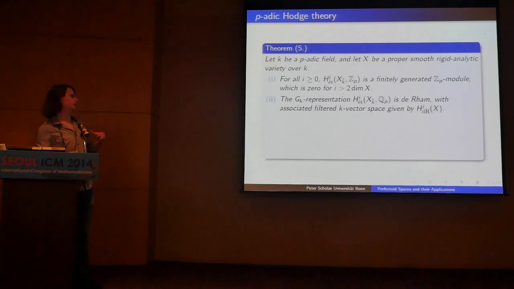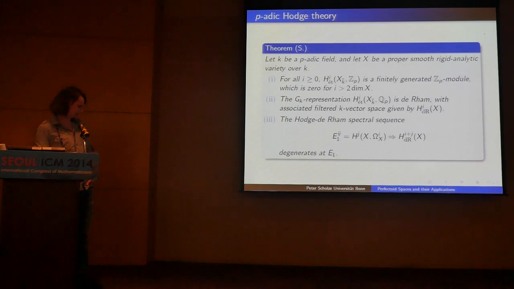Then you have a comparison between singular cohomology and the de Rham cohomology, which in this case says that the correct way to phrase this comparison is that the Scholze representation on the Q_p cohomology is the de Rham one with associated vector space given by the de Rham cohomology. So it gives you some comparison between the singular and the de Rham cohomology.